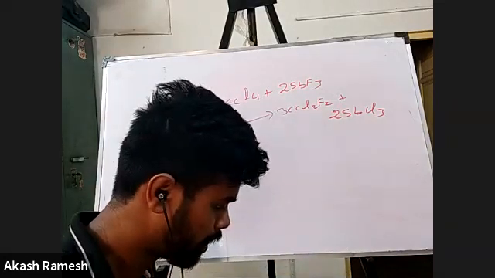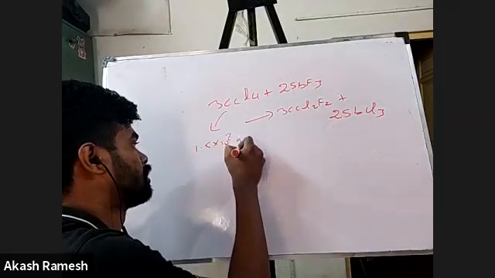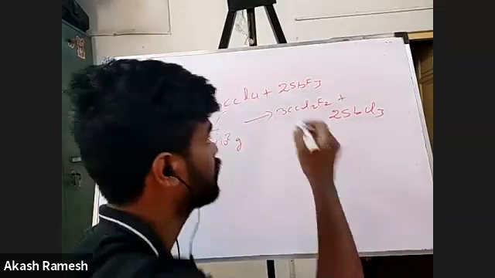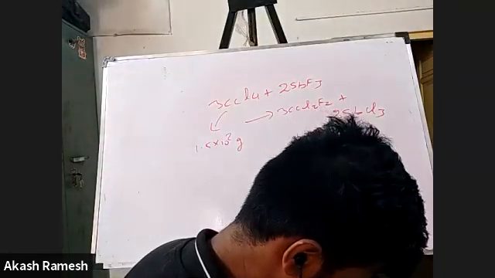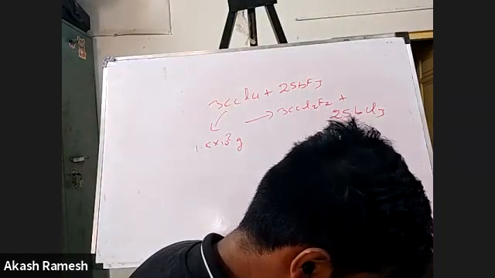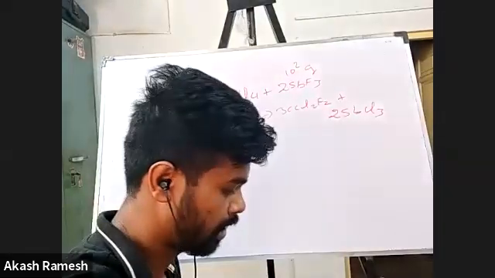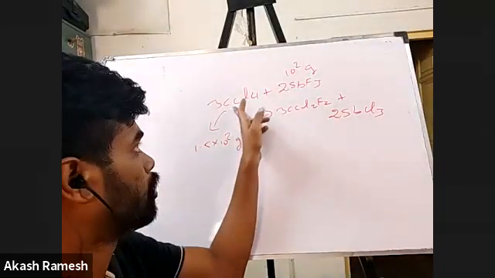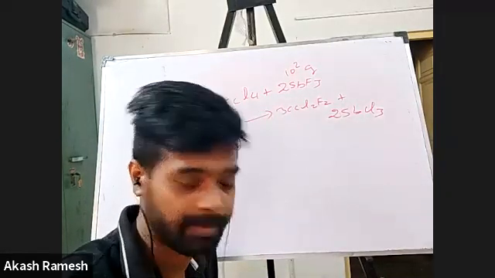They have given CCl4 as 1.5 into 10 to the power 2 grams, and SbF3 is given as 1 into 10 to the power 2 grams. So obviously you know that two pieces of information are given, that is, information about both the reactants. So obviously you have to find which is the limiting reagent, right?